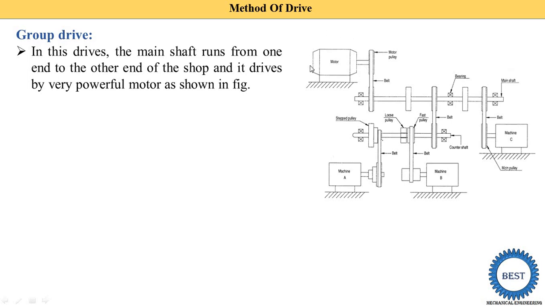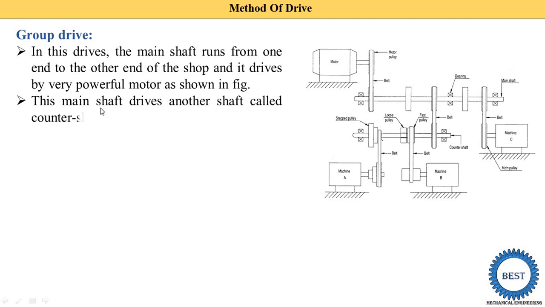Here you see this is the very powerful motor, and this powerful motor runs this main shaft. So this is the main shaft. This main shaft is run by using the powerful motor. And what is the length of this shaft? The shaft covers the full length of the workshop. Suppose the workshop length is 25 meters, so the shaft length is 25 meters. So whatever machines are installed, they are covered.